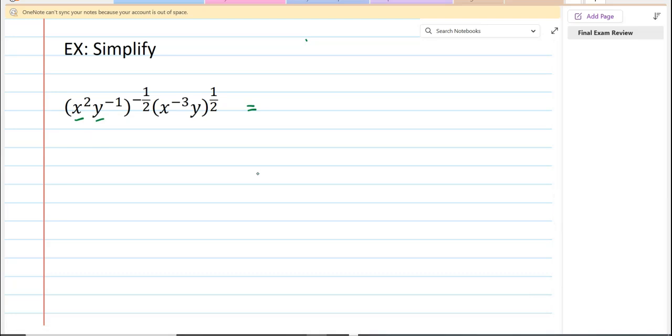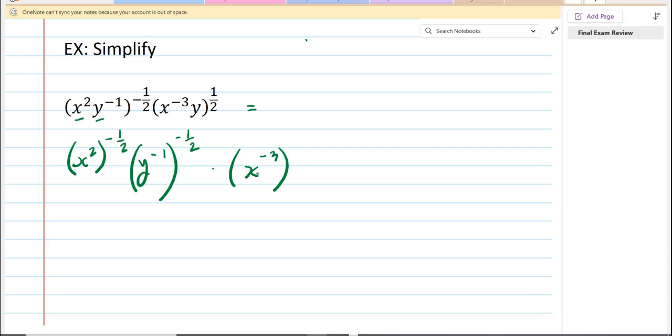So let's go ahead and do this. x squared to the power of negative half, then y negative 1 to the power of negative half. Then we're going to do the same thing to the other one: x to the negative 3 to the power of half and y to the power of half. That's all we have. Now we're going to simplify.